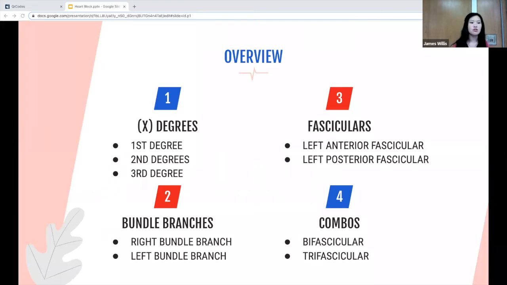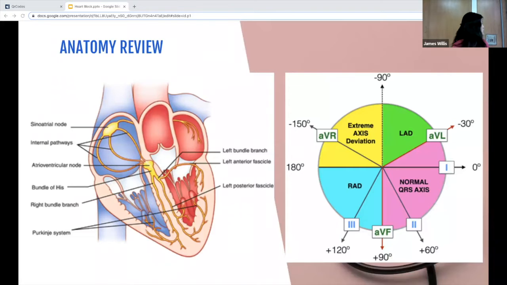Okay. So just to go over the overview, for heart blocks we're going to go over the various degrees of heart block, the bundle branches, the fascicular blocks, and then the combinations of all of these blocks. So before we get started, I want to go over some of the anatomy. Just basically things you want to know.